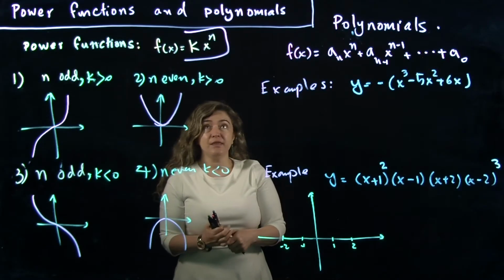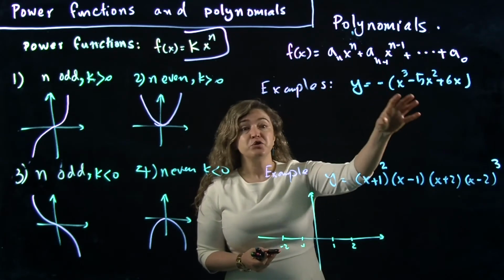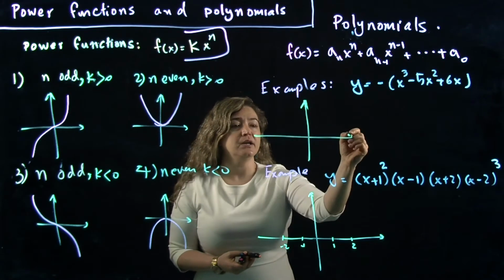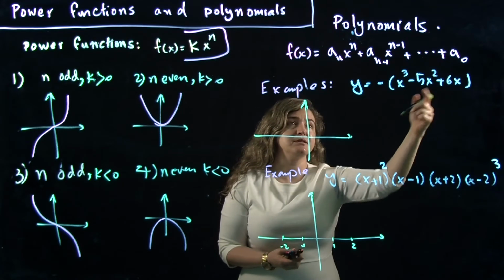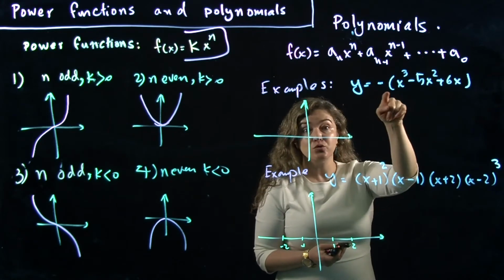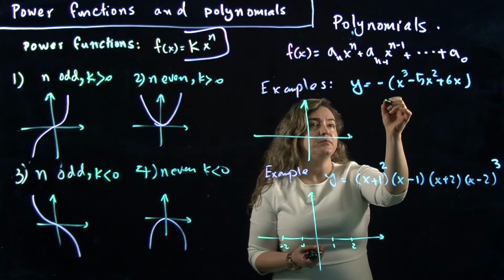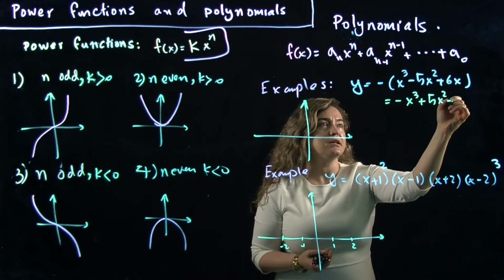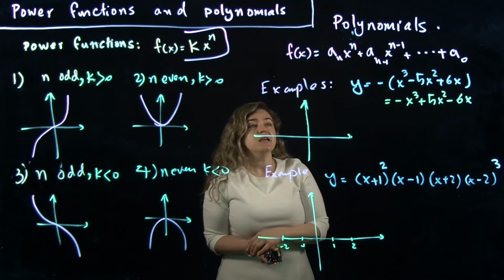We're continuing with the power functions and polynomials, and we want to do a few examples of graphing polynomials. Example 1 is y equals negative x to the power 3 minus 5x squared plus 6x. It's easier in this case to just distribute that negative sign in and see what happens. If I distribute, I would get this.